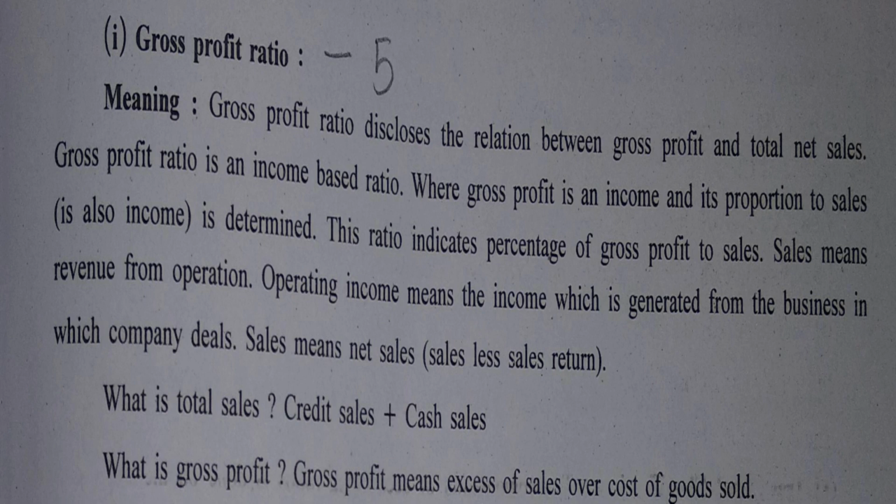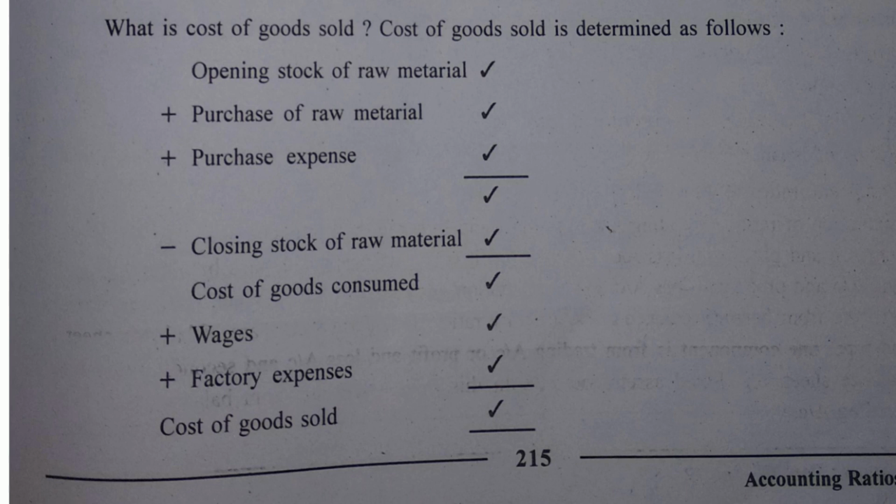So here we are talking about gross profit ratio, the very first ratio from profitability ratios given on page number 215. This ratio is given on page number 215. Theory you will read; whatever is presented on your screen is also given in your textbook. We are moving towards the formulas related to the calculation of gross profit ratio.